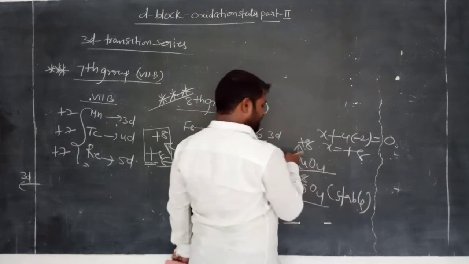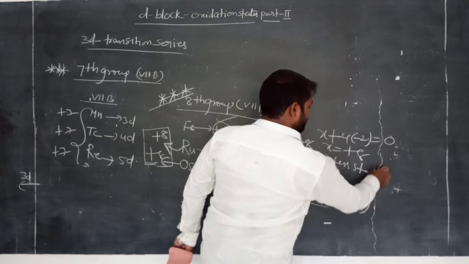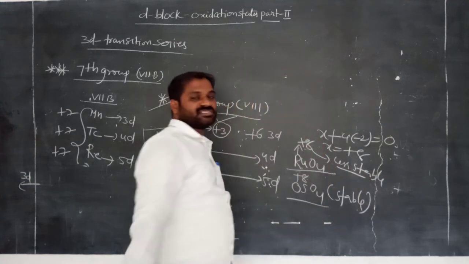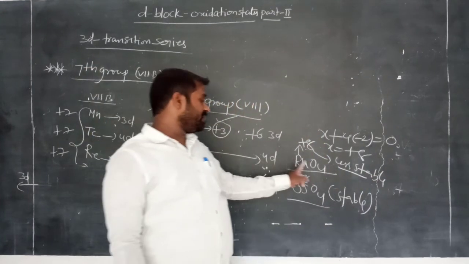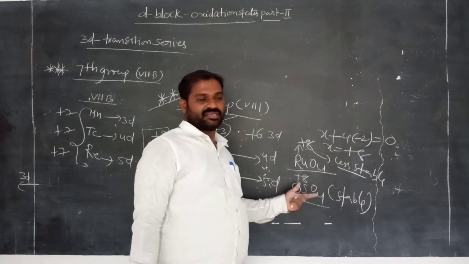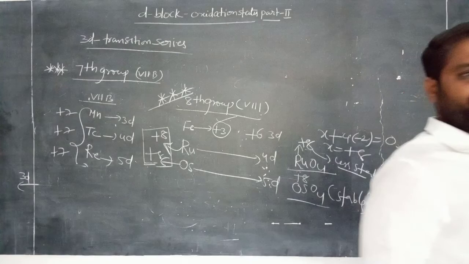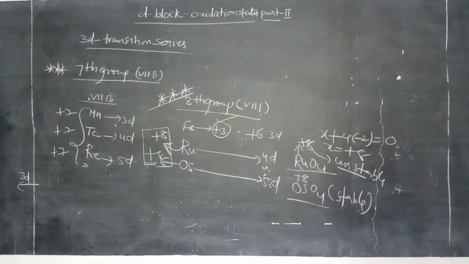But +8 in the case of ruthenium is less stable. It shows the maximum oxidation state +8, but ruthenium tetraoxide is less stable, while osmium tetraoxide is more stable. Both exhibit +8, the maximum oxidation state. One belongs to 4D, another to 5D. Is it clear, my students? So very important this.